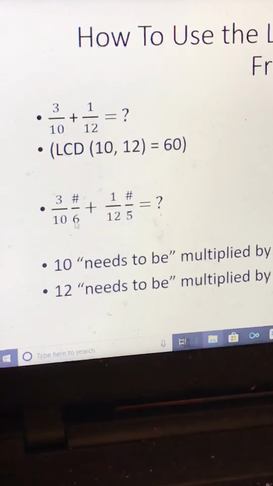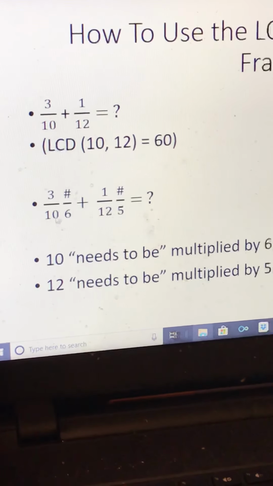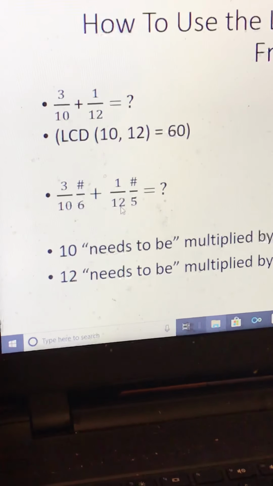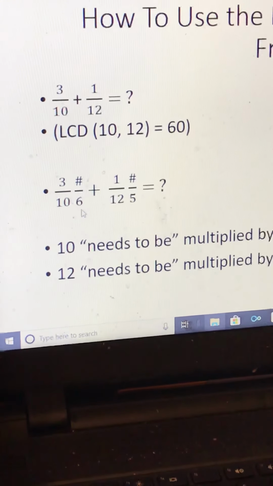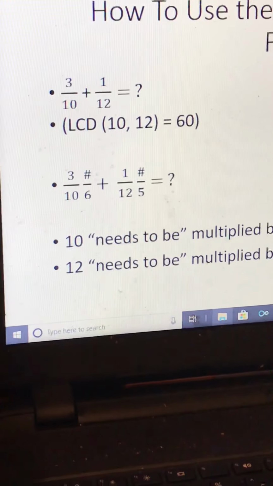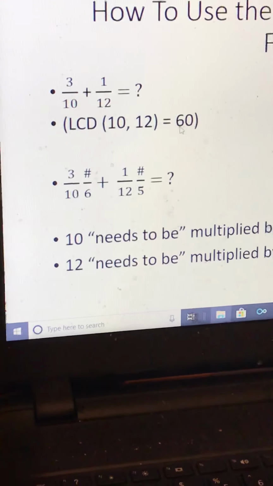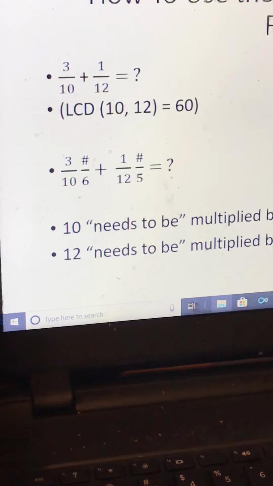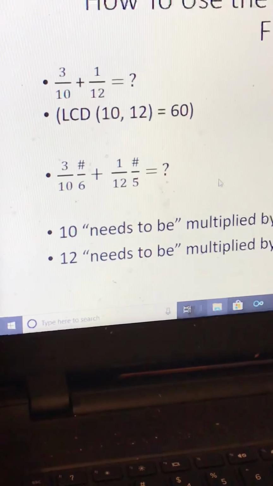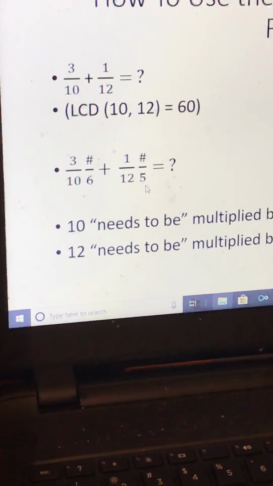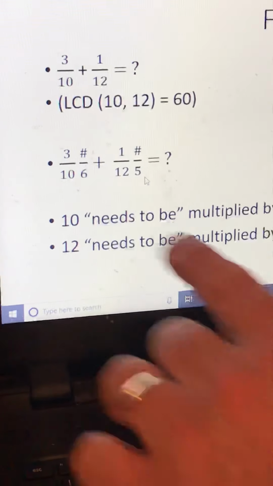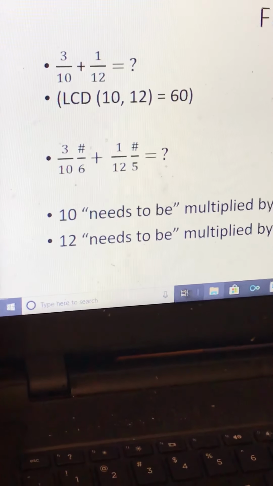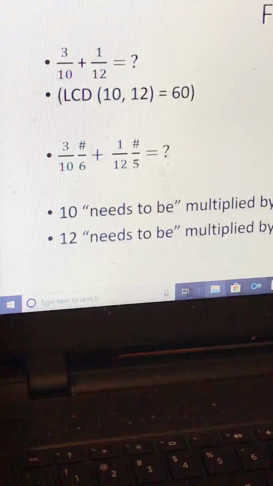And you'll see that the number has been filled in. 6 next to the 10 and 5 next to the 12. Where do those numbers come from? 10 needs to be multiplied by 6 to reach that LCD of 60. And 12 needs to be multiplied by 5 to reach the LCD of 60 as well. In other words, we've got to multiply those denominators by the number to get that LCD. All right? Okay, let's look at the next screen.